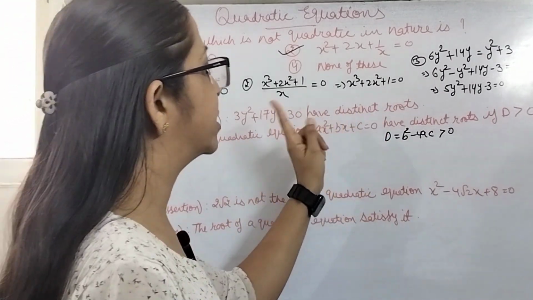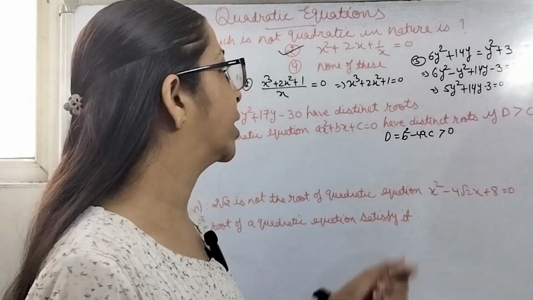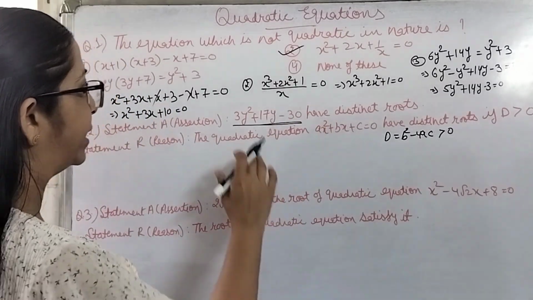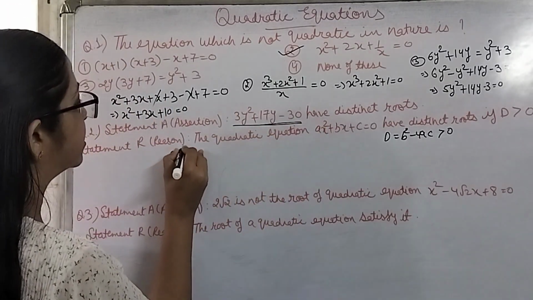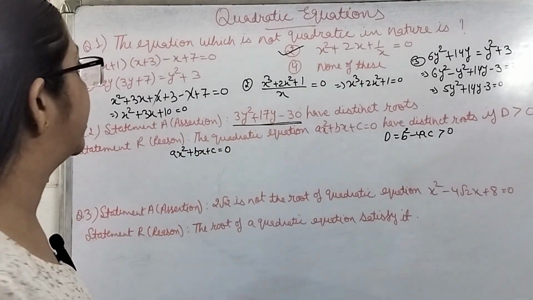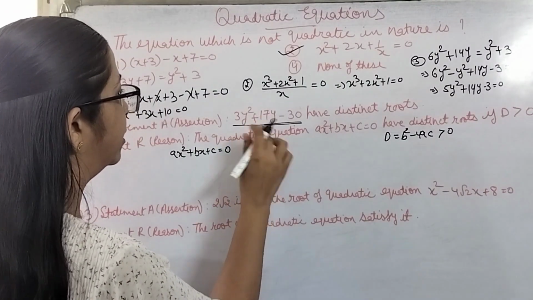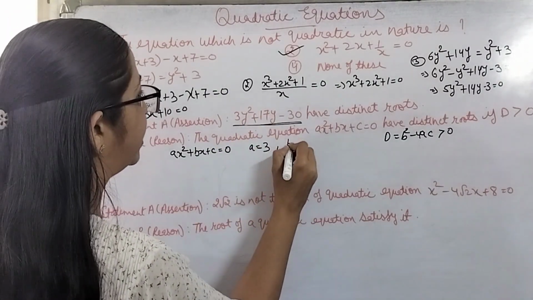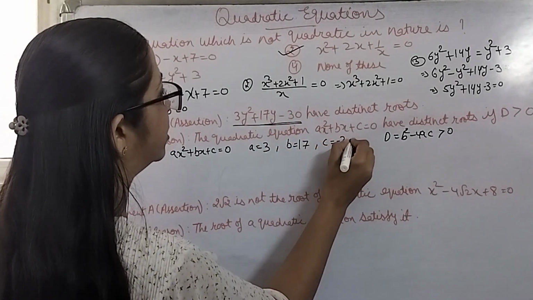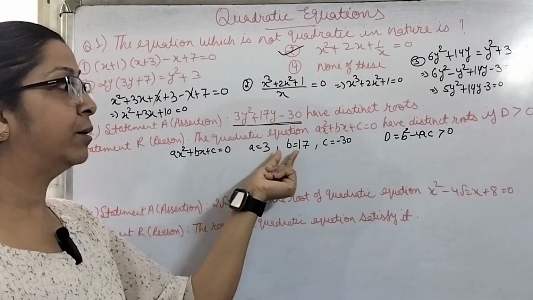That means for distinct roots, the value of D, that is b square minus 4ac, should be greater than 0. Now if we compare this with the standard form of a quadratic equation, that is ax square plus bx plus c equivalent to 0, we can see over here that a, the coefficient of y square, is 3, the coefficient of y, that is b, is 17, and the constant term c is minus 30. If this is the condition, that means we have found the values of a, b and c.